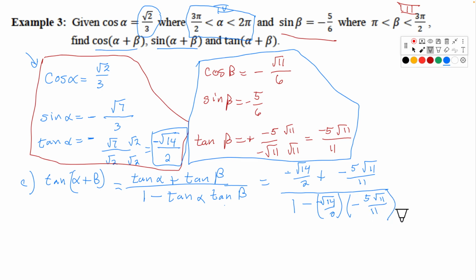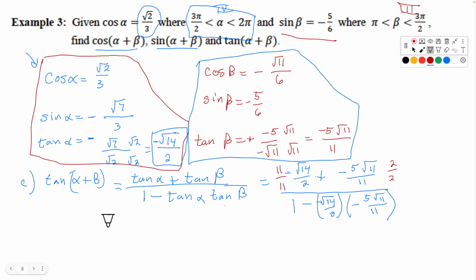Now here's where the arithmetic will get to be a little bit difficult. So in the numerator, to be able to add these two fractions, we need a common denominator. The first one has a denominator of 2, the second one has a denominator of 11. The common denominator is 22, 2 times 11. So we will multiply the first one by 11 over 11, and the second one by 2 over 2. Let's just do that part first.